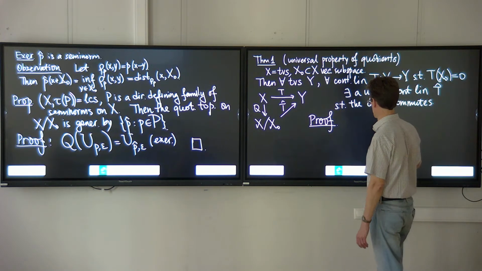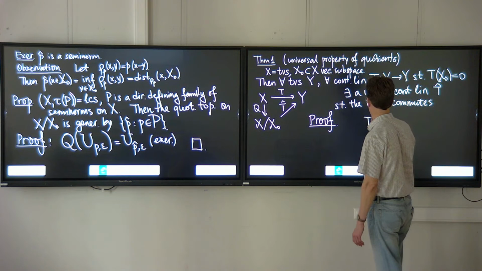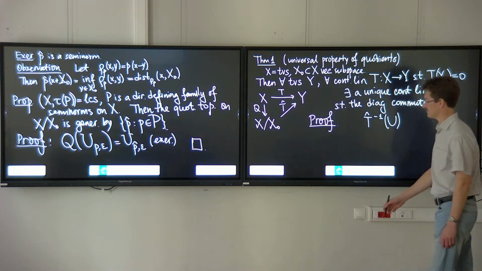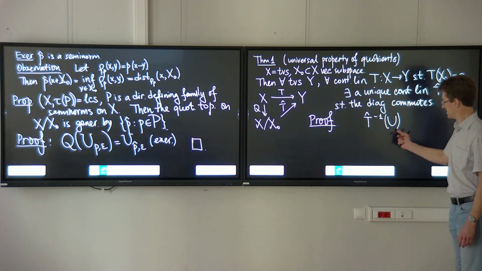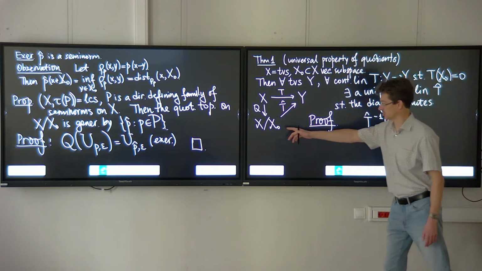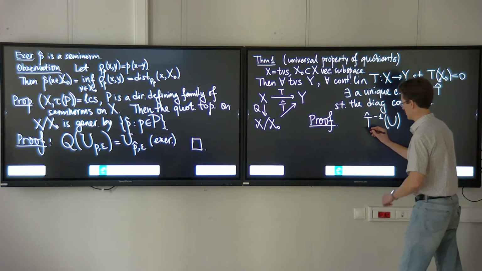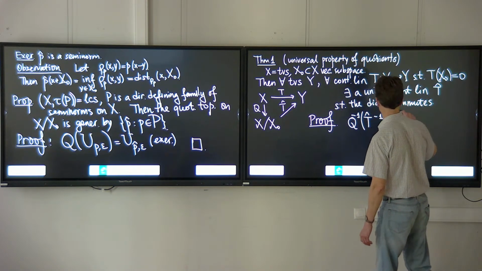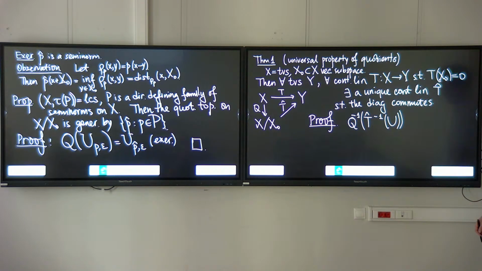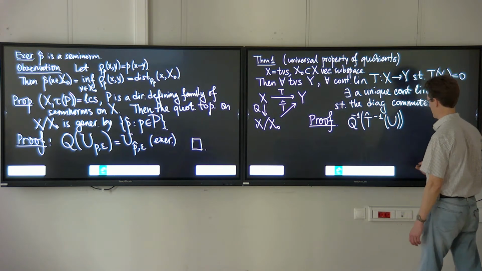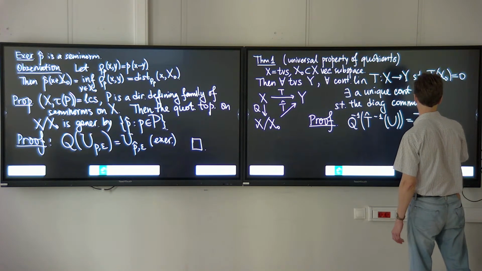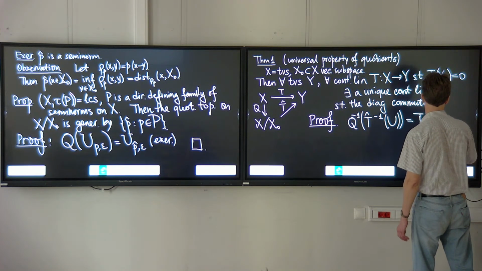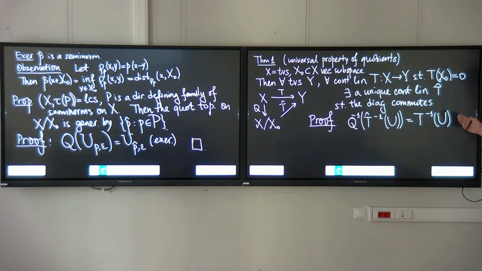To show that T hat is continuous, we just observe the following. We must show that the preimage of every open set is open. So this set has to be open in the quotient. And to prove that it is open in the quotient, we must prove that its preimage under Q is open in X, just by the definition of the quotient topology. But the commutativity of the diagram implies that this is nothing but the preimage of U under T, which is open by the continuity of T. And that's it.